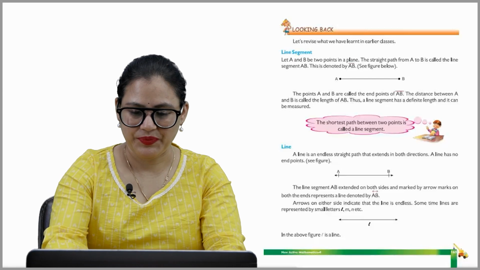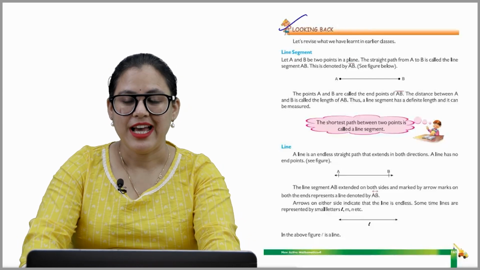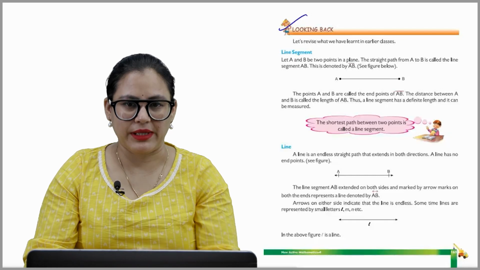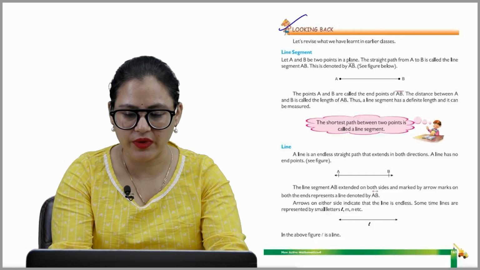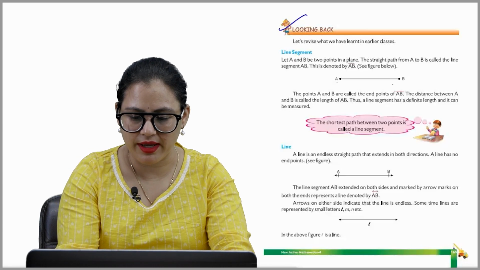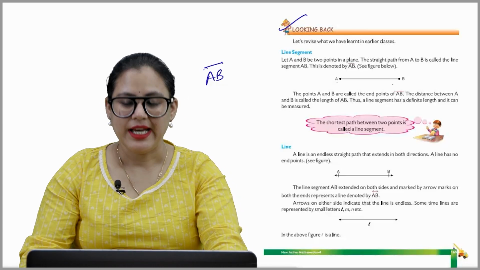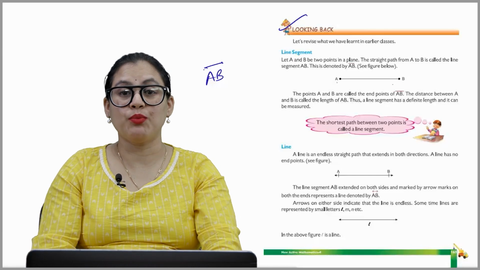Looking back, let's revise what we have learned in earlier classes. Line segment. Let A and B be 2 points on a plane. The straight path from A to B is called the line segment AB. This is denoted by this sign AB, okay. The points A and B are called the end points of AB.